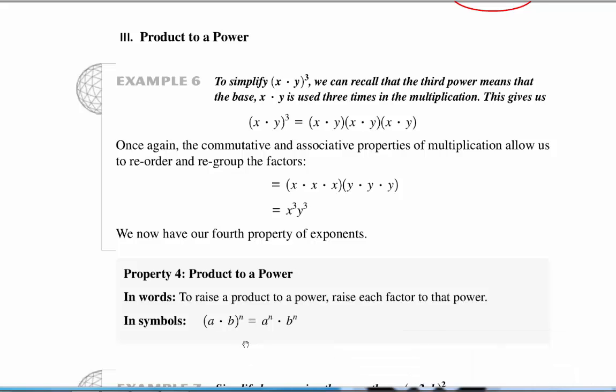It says to raise a product to a power, raise each factor to that power, right? So my factors are a and b, my power is n, so I'm going to raise a to the n and b to the n. In this case, we raised x cubed, or x to the third, and y to the third. So let's try a few problems.